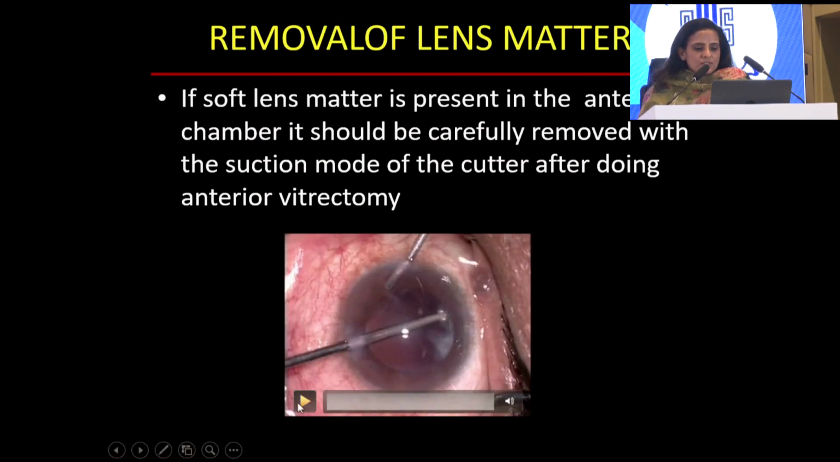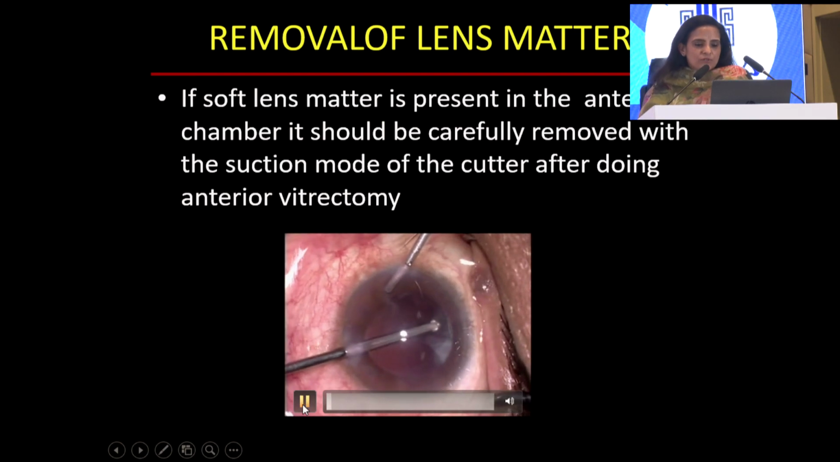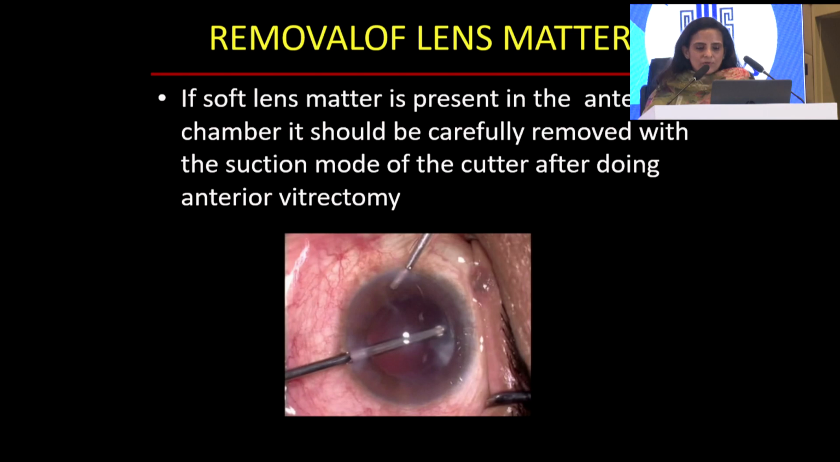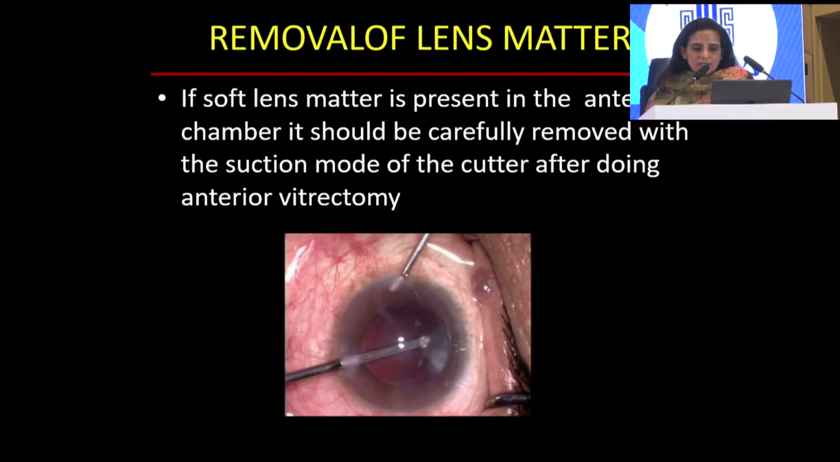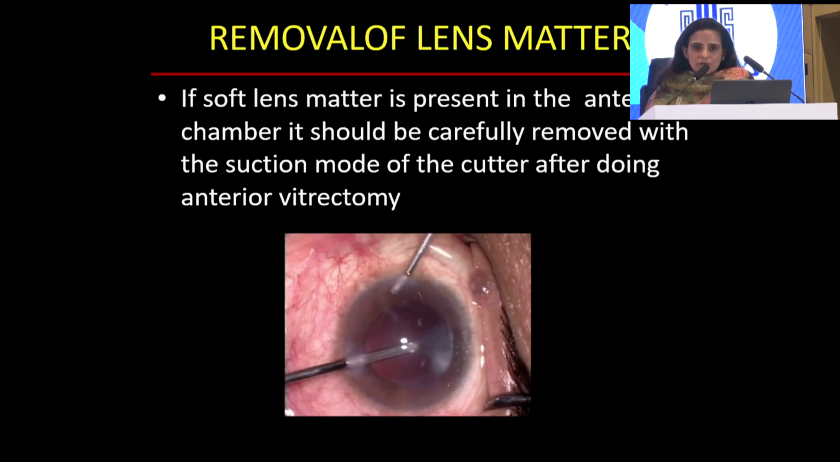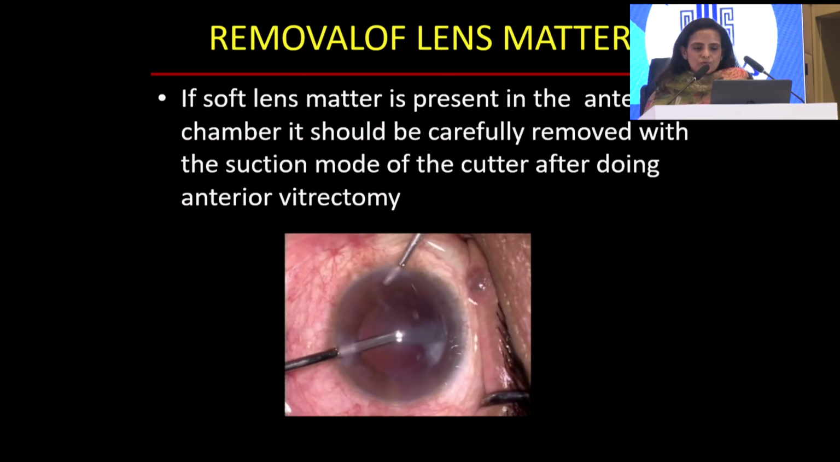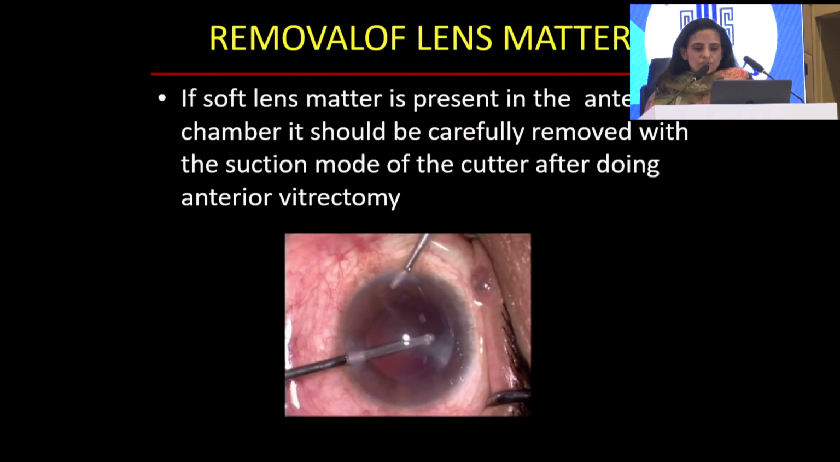If soft lens matter is present in the anterior chamber, it can be removed with the suction mode of the cutter after doing a proper anterior vitrectomy. So the cutter itself is being used to remove this soft matter. So get it into the central area and then use the suction mode of the cutter to remove this soft matter.